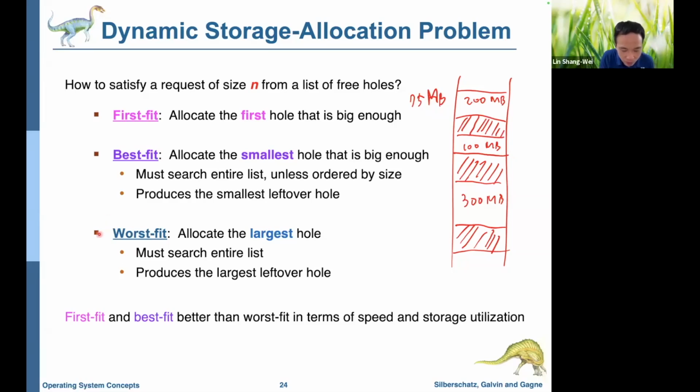Okay, now let's see the third strategy. It's called worst fit. We allocate the largest hole to this request. In this example, we are going to allocate 300 to this process. Since this is the largest, we look for the largest hole. We also need to search the entire free space, and it will give you the largest internal fragmentation.